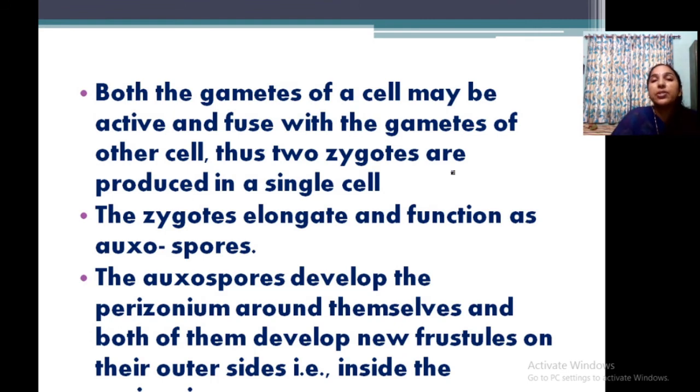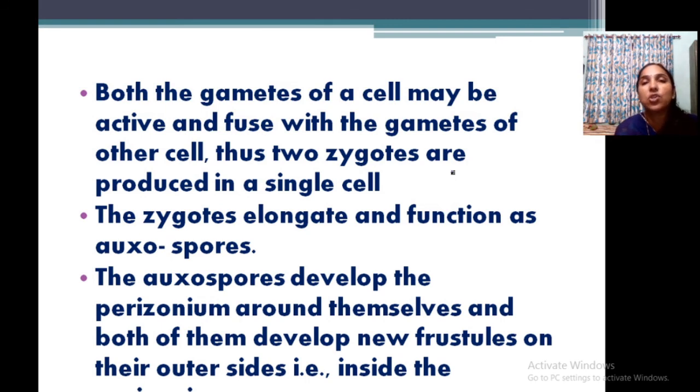So both gametes of a cell are active and fuse with the gametes of the other cell. Thus 2 zygotes are formed. Okay. Now the zygote elongates and functions as an auxospore. The zygote elongates and functions as an auxospore. That is covered by a layer known as perizonium. So around themselves they develop new frustules inside the perizonium. Okay. So what is the fused condition? That is the zygote, that is covered by a thick wall, that is perizonium, and they become a new thallus.